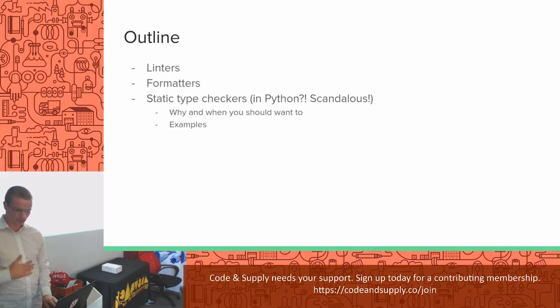Quick outline. I'm going to talk about linters, formatters, and then static type checkers and static type automatic generators, which is a super cool thing. I know it's kind of scandalous for a dynamically typed language like Python, but I'll tell you maybe why you would want to, or when you should want to use static typing.